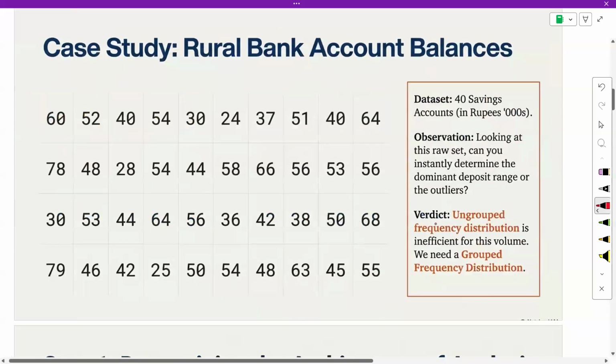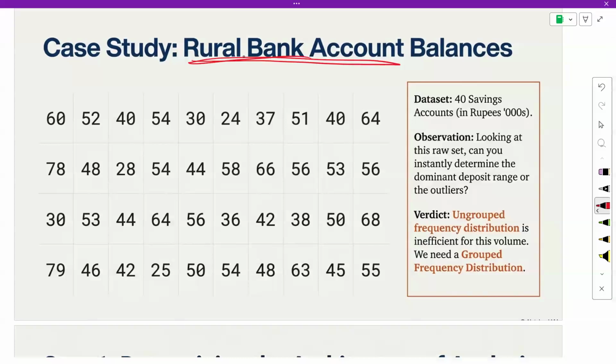Let us work on the case study example. Rural bank account balances. Here there are people in a rural bank. They are keeping balances in their savings accounts. So this data set represents 40 savings accounts in rupees thousands, right? Here, how many? 1, 2, 3, 4. 1, 2, 3, 4, 5, 6, 7, 8, 9, 10. So 4 into 10. There are 40 data points.